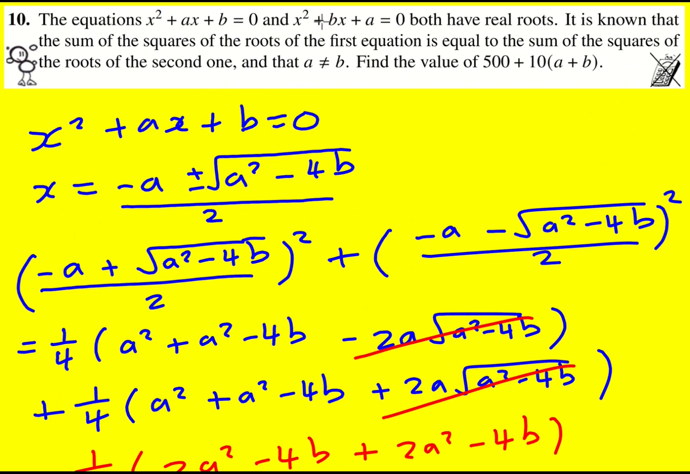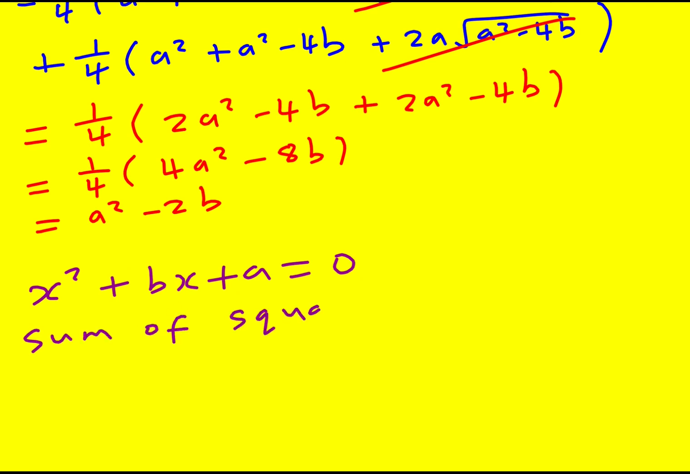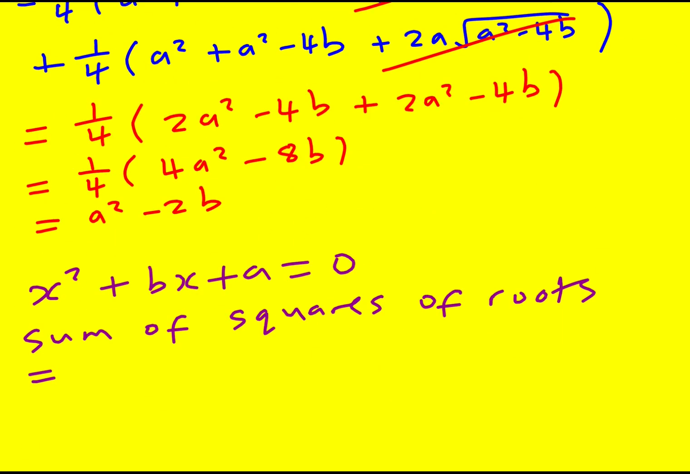Right, now I'm going to take the second equation. Remember, we're told that they're equal, so x squared plus bx plus a equals 0. Sum of squares of roots. Right, I can use the symmetry of the problem here. This is exactly the same equation, but a and b have been interchanged. And so it's simply going to be b squared minus 2a. Don't need to do all that again.